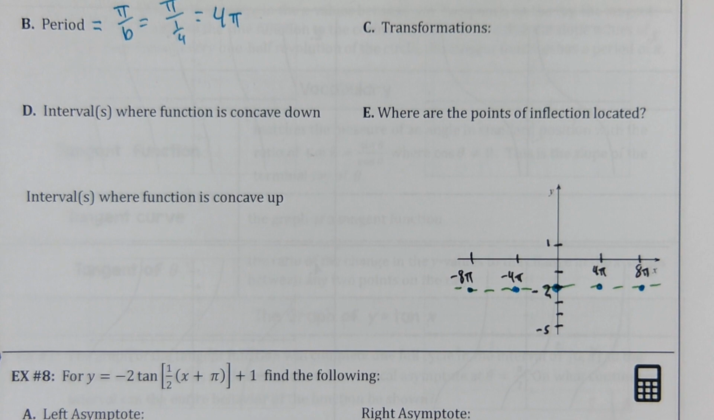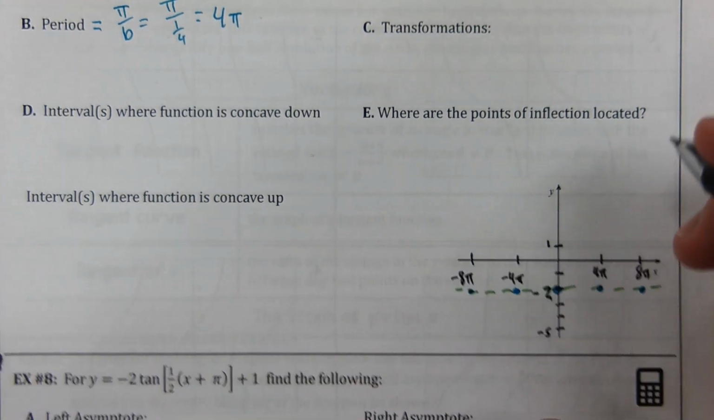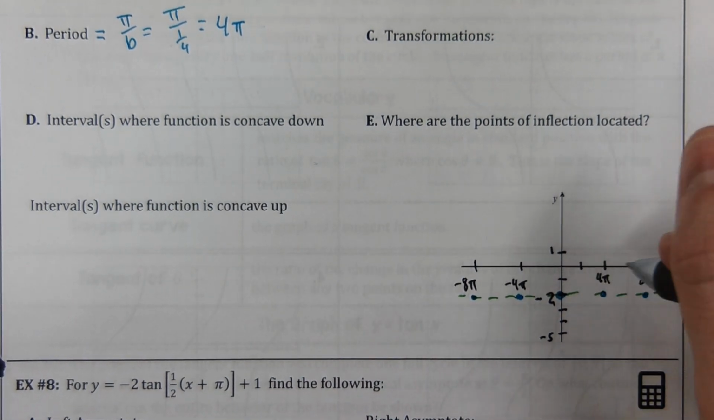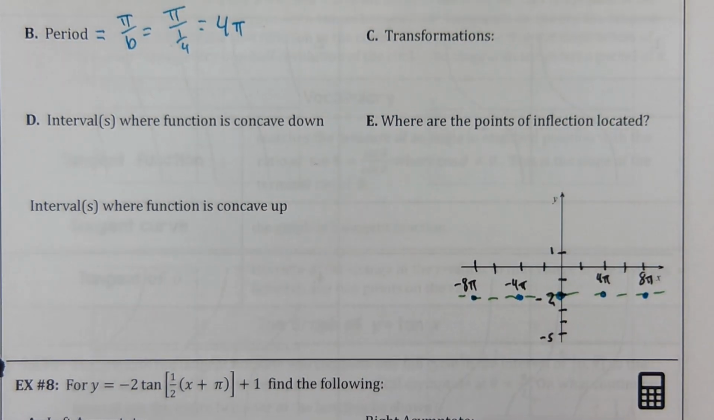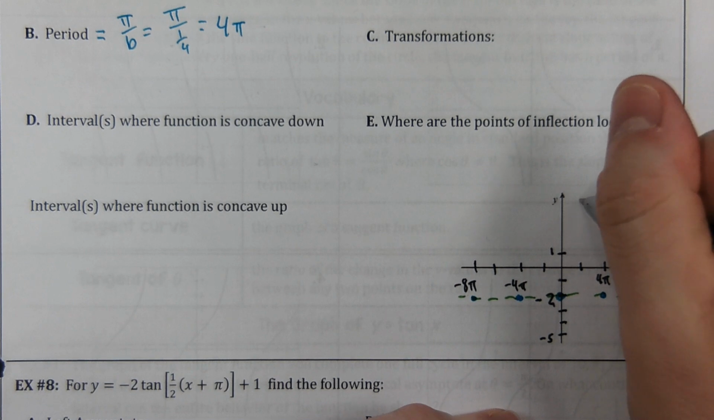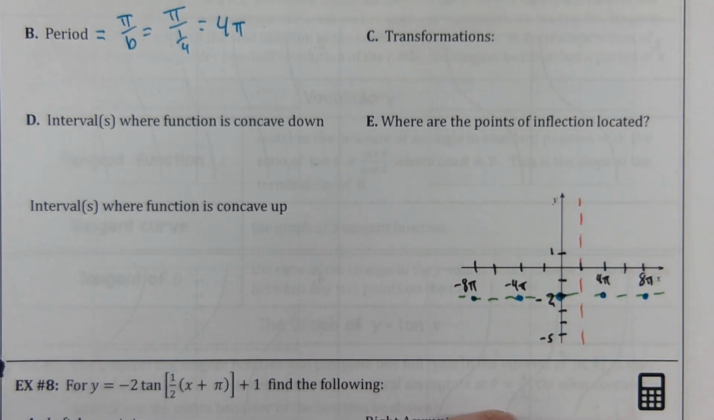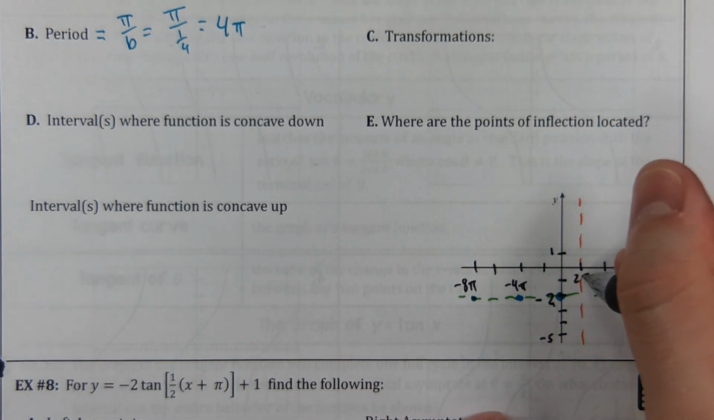Now halfway between all of those is where I'm going to find my vertical asymptotes. So those are going to be at 2 pi, 6 pi, -2 pi, -6 pi. Let's go ahead and mark that 2 pi.